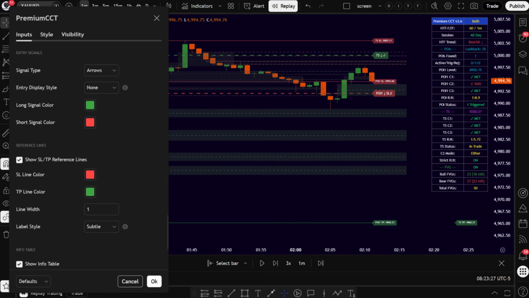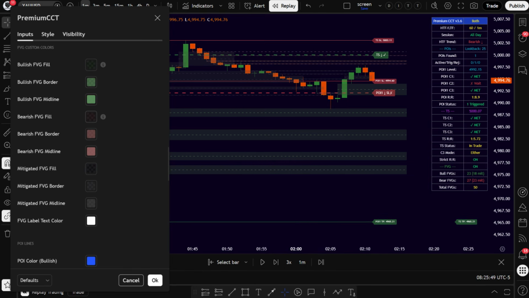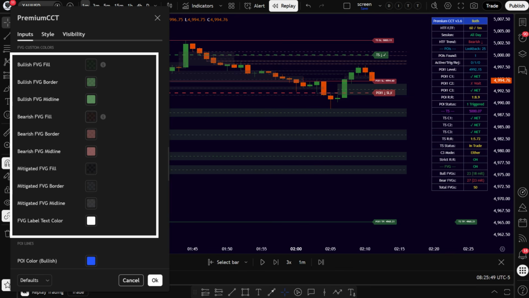For fair value gap visuals, if you select custom theme, you get full control over every color. Bullish FVG: fill color, border color, and midline color. Bearish FVG: fill color, border color, and midline color. And mitigated FVG: fill, border, and midline colors when the gap has been closed through. Plus label text color. The dark theme uses subtle greens and reds designed for dark chart backgrounds. The light theme uses subtle colors optimized for light backgrounds. And custom lets you create your own color scheme from scratch.